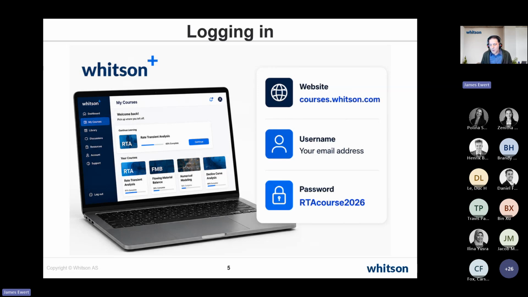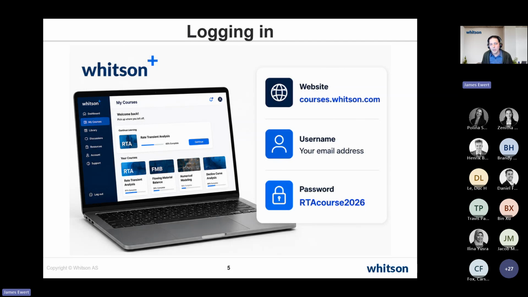Go to courses.whitson.com. Now, all of you registered with an email. That's the email you want to use. And then the password is going to be RTA, all capital letters, course, all lowercase letters, 2026. As I go through the slides, if you can log in, make sure it's working. If it's not, please drop a note in the Teams chat, and we'll get you sorted out.